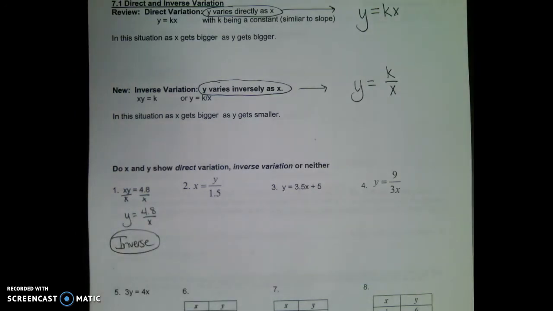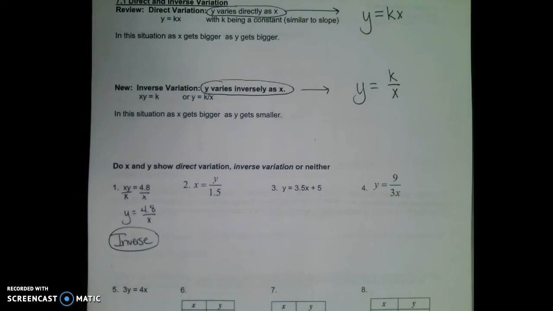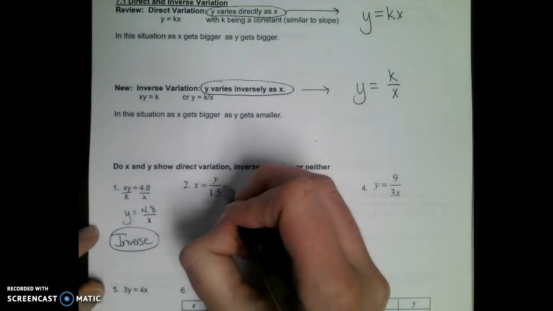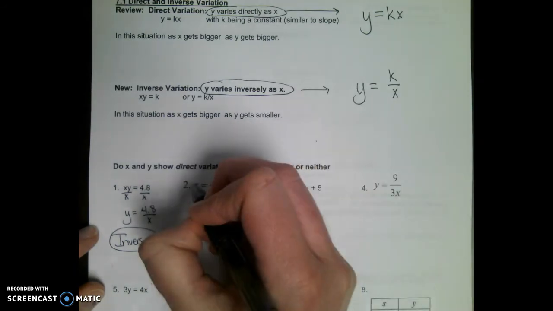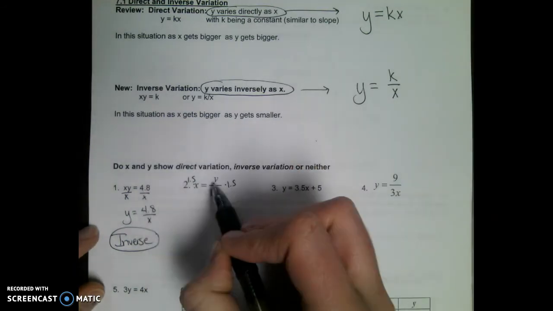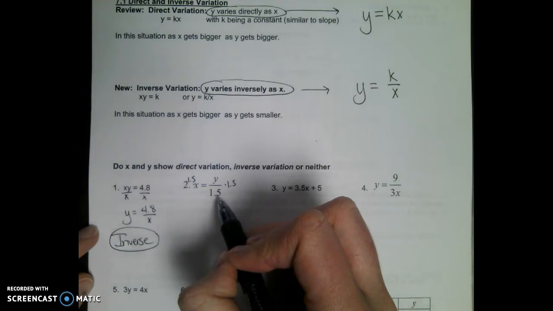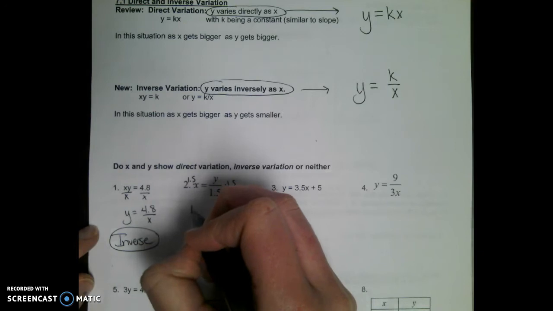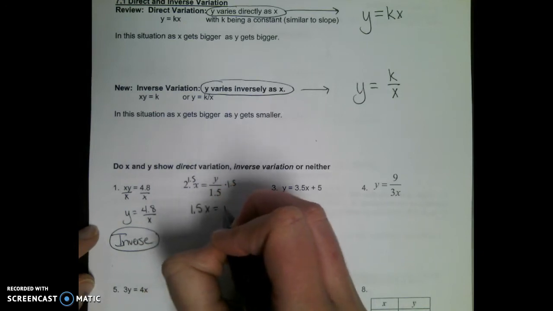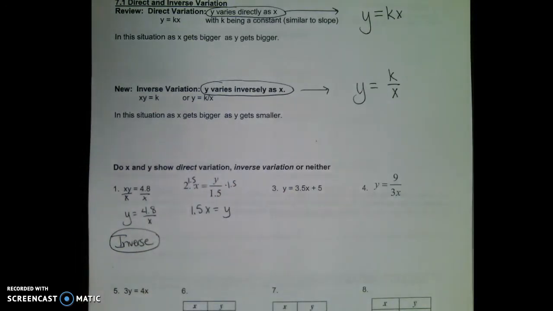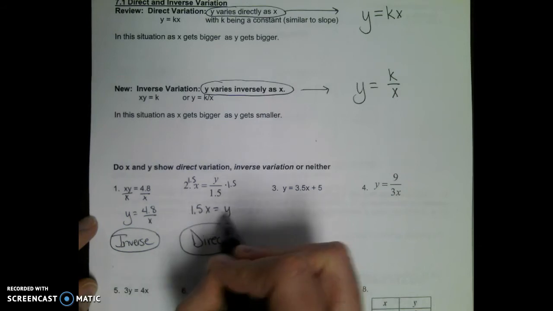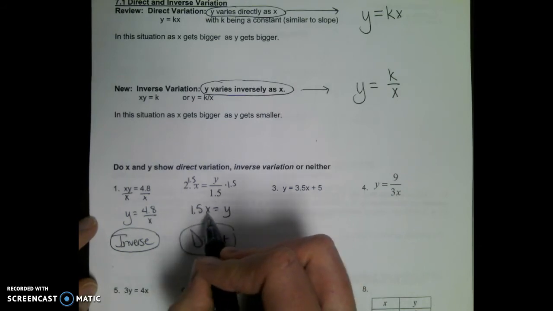Number 2, we don't want x equals, we want y equals. So how could I get that y by itself? Multiply 1.5 on both sides. Basically, this is y divided by 1.5. You want to undo the division with multiplication. So we have 1.5x equals y. Which does that look like? Y equals k times x, with k being 1.5.